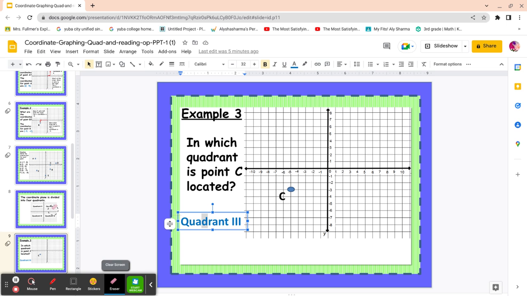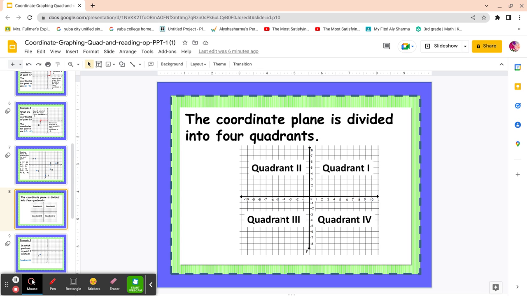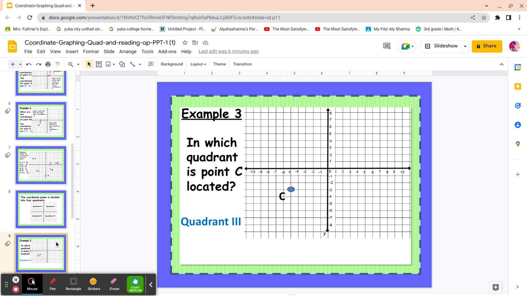Even if you were paying attention, you would see the grid here. Oh wait, my eraser. Okay, it's stuck. I'm sorry, it's kind of stuck. But okay, here it's showing. Yes, now it's showing quadrant I. This is located at quadrant I.